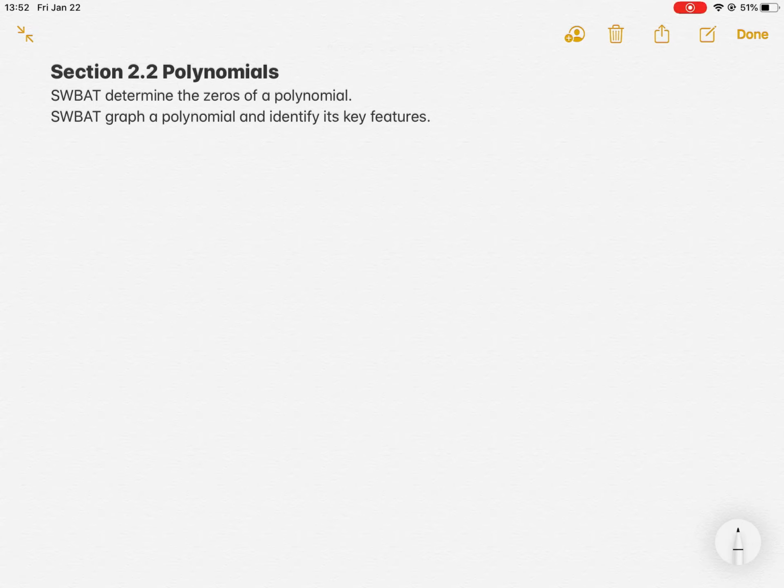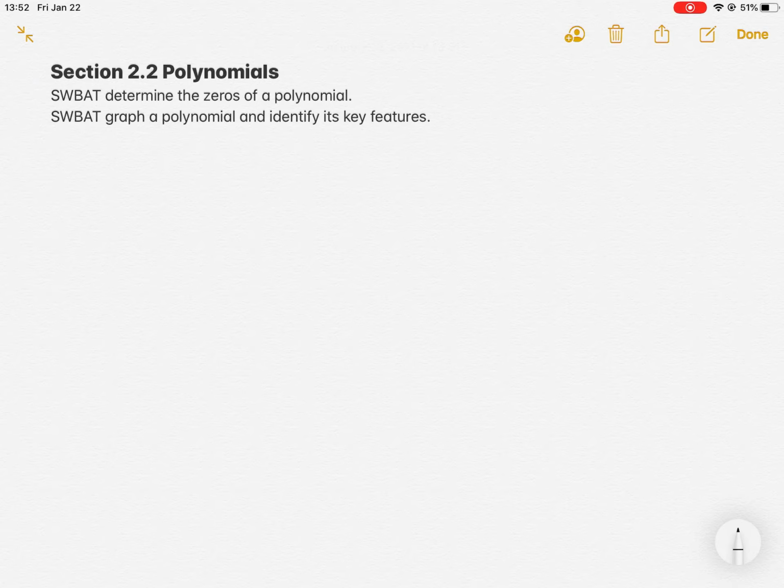The next section in chapter 2 that we're going to cover is 2.2, and that is polynomials. In this video, we're just going to cover what they generally are, and also we'll focus more on end behavior. In later videos, we'll get into the more nitty-gritty of finding zeros and really the main chunk of what we'll be doing with polynomials.